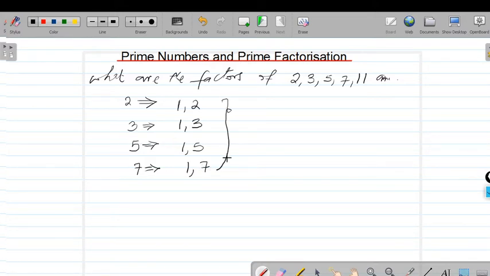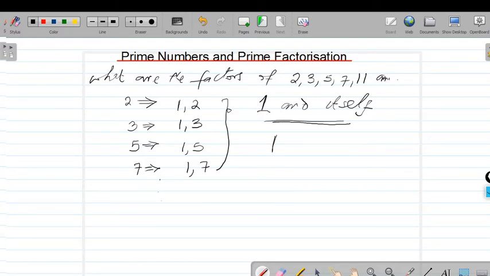So when we check these numbers and so on and so forth, you find out that these numbers have only 2 factors, 1 and itself. So we say that the prime numbers are those numbers that have only 2 factors, 1 and itself. These are what we call prime numbers.